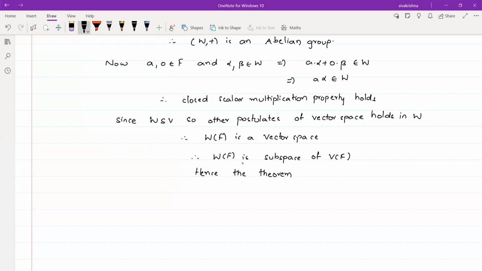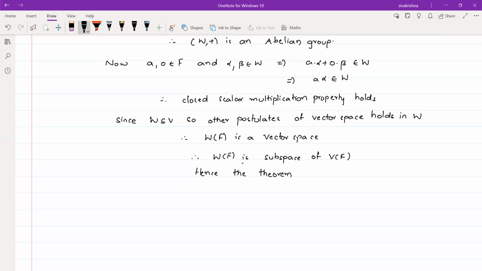Okay, so this was also an if and only if theorem. In the first part, I supposed that W is a subspace of V, and I proved the condition a, b belongs to F and alpha, beta belongs to W implies a alpha plus b beta belongs to W. In the second part, I supposed that condition and proved that W is a subspace of V.